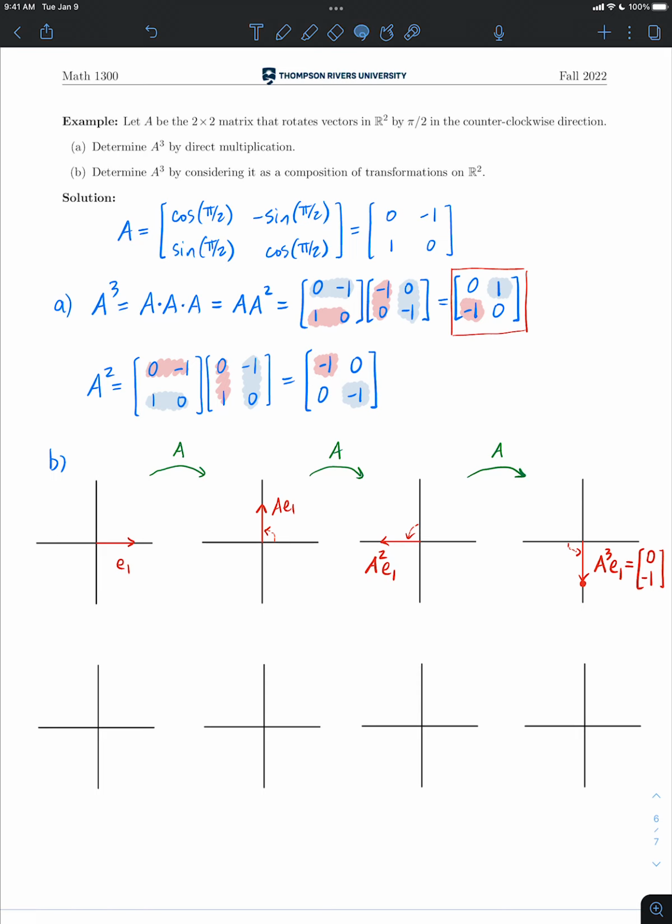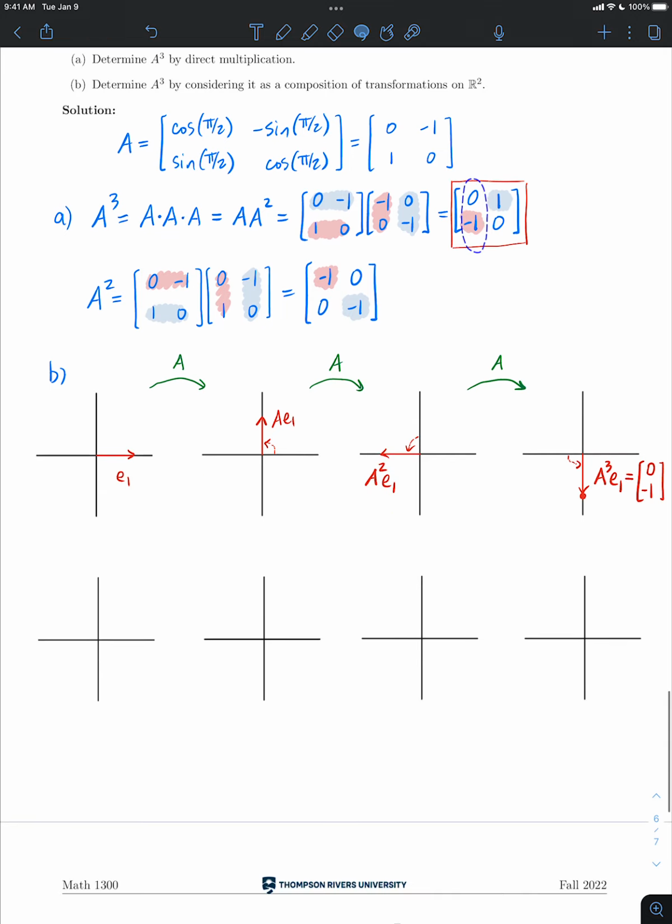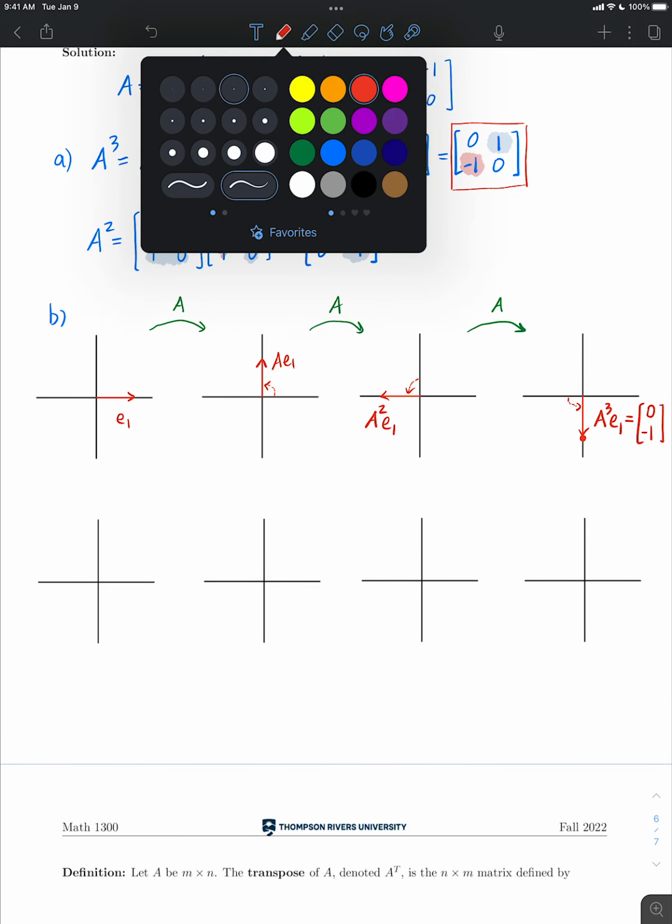And you might have noticed already, I don't want to get ahead of myself here and spoil the surprise, but notice that that's exactly what the first column of A cubed was. Let's do the same thing now for the second standard basis vector.